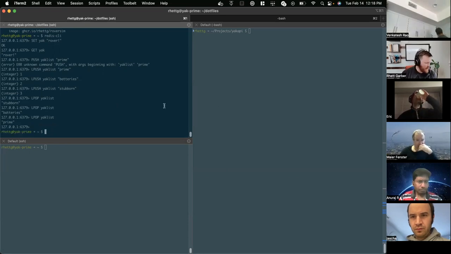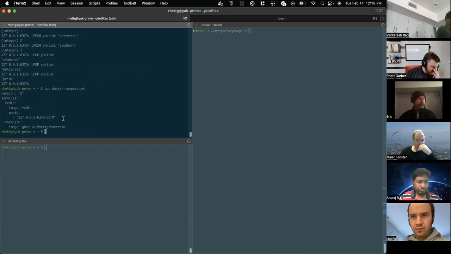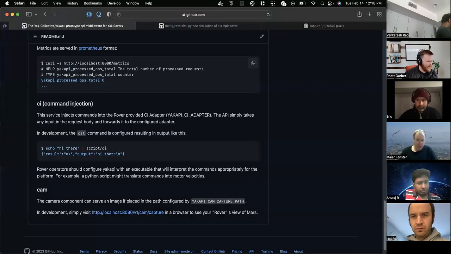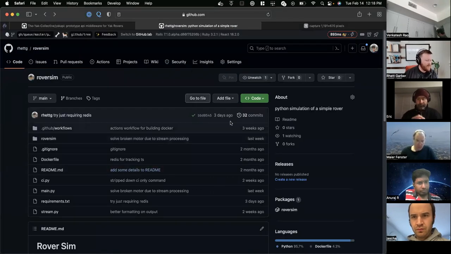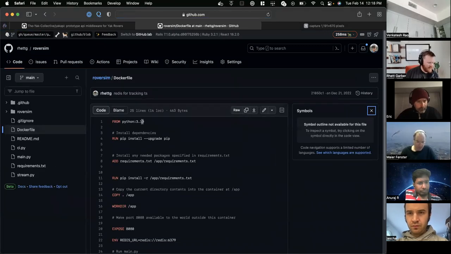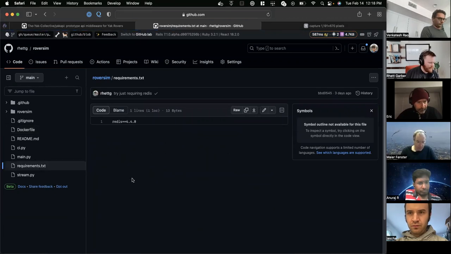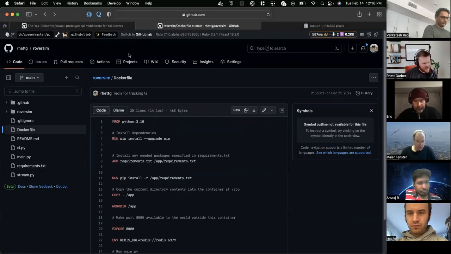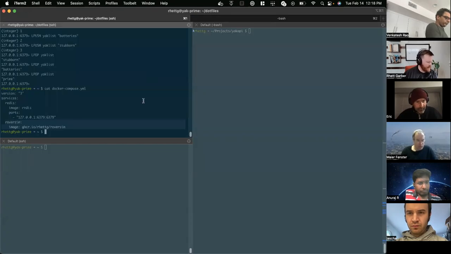Okay, so what I've got running is what I said when I said show this Docker Compose file. The other thing that's running is RoverSim, and that is just a Dockerized version of the Rover. Actually, this entire repository, RoverSim, is loaded up, and there's only one dependency: it's got Python in it, and then I installed Redis, which is the Redis client for Python to be able to interact with it. So super simple.